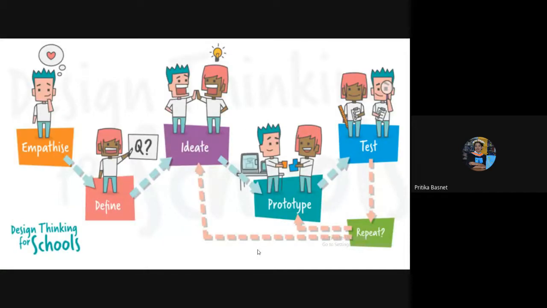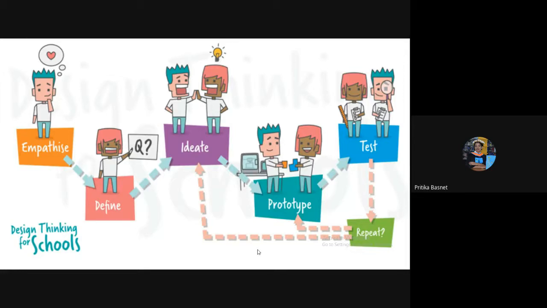Moving to the steps of design thinking, we have broadly five steps. The first one is empathizing the problem. The second one is defining the problem. The third one is ideating. The fourth one is prototype. And the fifth one is testing.